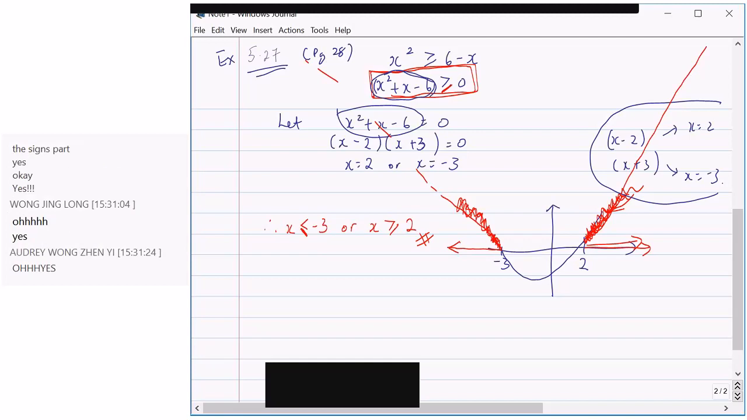Okay, if anybody still doesn't understand, it's okay. Later I'll do one more example while the rest of them who understand can start doing the tutorial. Okay, but the question hasn't ended. They say represent the solution set on the number line. So we need to draw a number line.